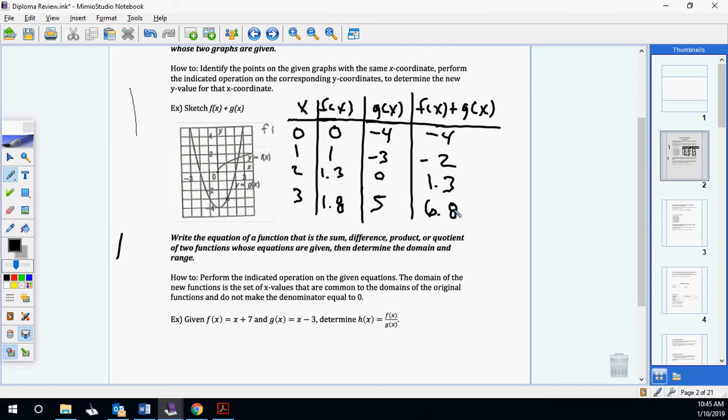Okay, going on to the next standard, if there's no questions. Write the equations of a function of the sum, difference, product, or quotient of two functions whose equations are given, then determine the domain and range. So we're getting the domain and range off of that.